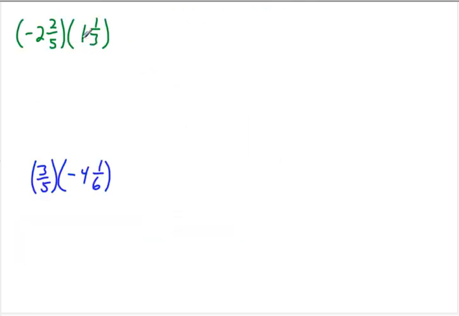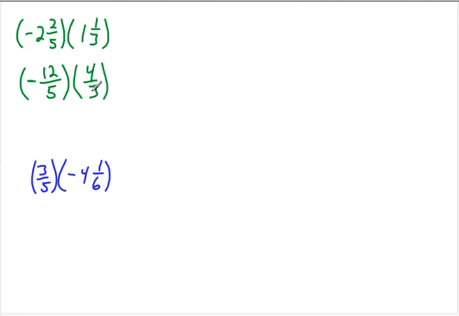Here's another mixed number multiplication. Same as before, we're going to turn them into improper fractions. This one's going to be negative, so we have 12/5. Remember, to get that, each of these whole numbers has 5 fifths, so 5, 10, 12. You can also just multiply these two numbers, 5 times 2, and then add the 2. And then we have 4/3.